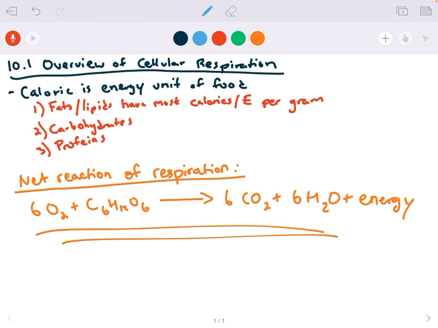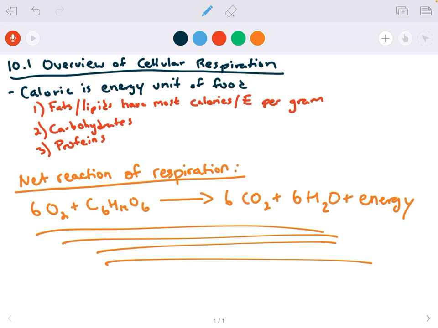Again, really, really, really important. So make sure you know that. If you don't get the numbers exactly right, that's fine. All I care about is you know what the reactants are and you know what the products are. If you don't remember C6H12O6 and you just know glucose is a reactant, that's totally fine too. But I just want you to know the products and I want you to know the reactants.